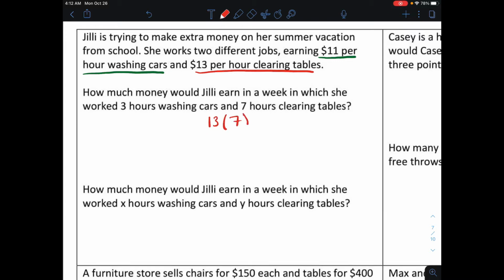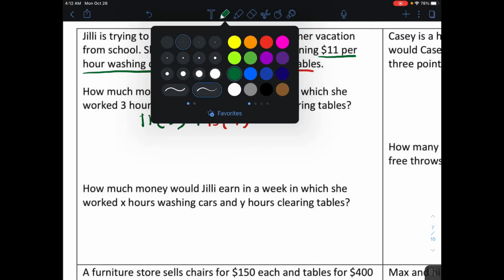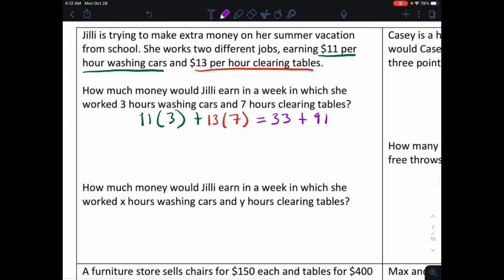So we'd have 13 times 7. And we would add to that the $11 per hour that she gets washing cars, and she does that for 3 hours. And then we would just evaluate that to get our answer. So 11 times 3 is 33, and 13 times 7 is 91. And we add those together, and we get $124.